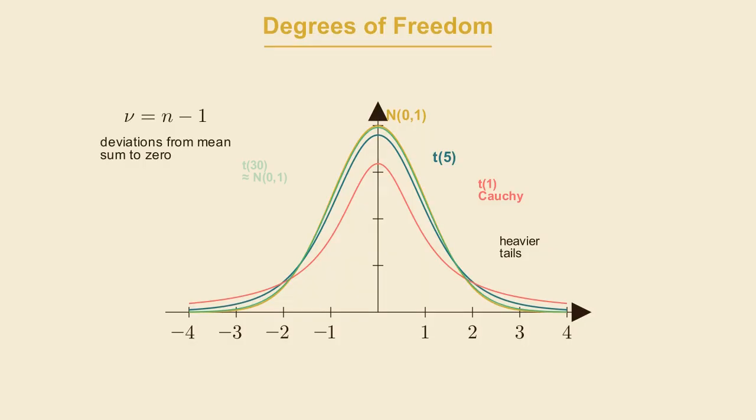At nu equals 5 degrees of freedom, the tails are noticeably heavier than normal. At nu equals 30, you're nearly indistinguishable from the standard normal distribution, and as nu approaches infinity, the t distribution becomes exactly like the standard normal. The rule of thumb most people use is that for samples of 30 or more, the t and normal distribution are going to give very similar answers. For samples smaller than 30, the t distribution matters and you should use it.